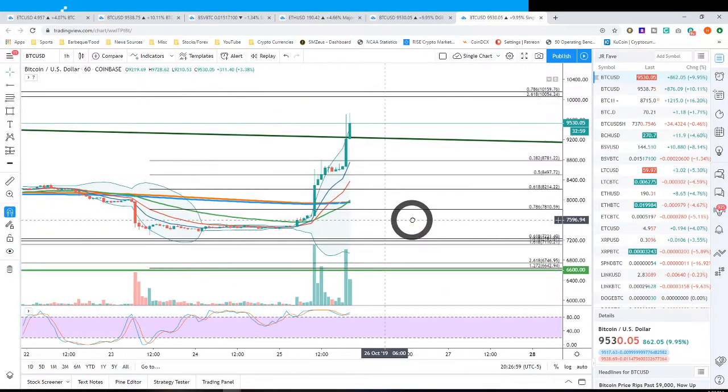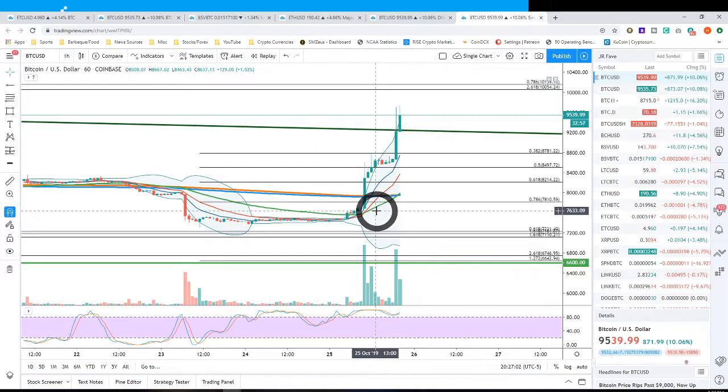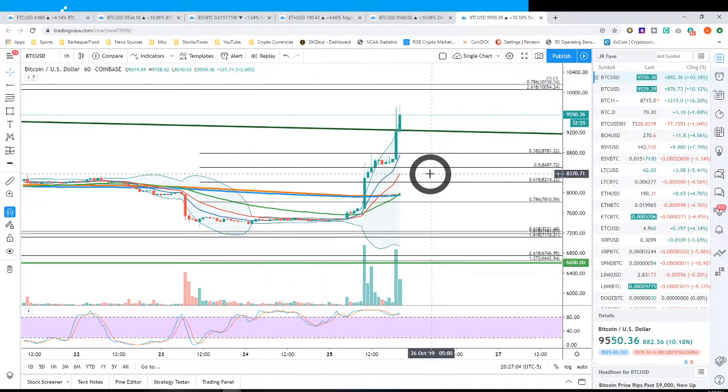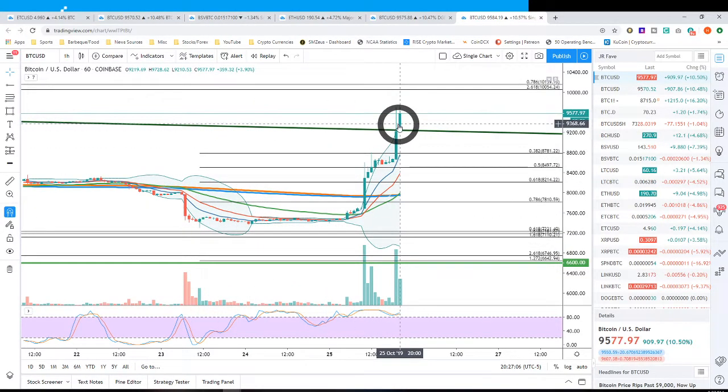All right, so let's go back to the charts. Bitcoin. Guys, this is unbelievable. It does not want to quit. It really doesn't. It really does not want to quit right now.